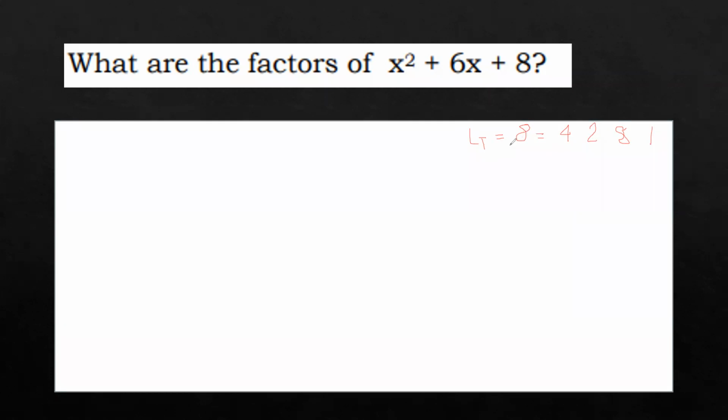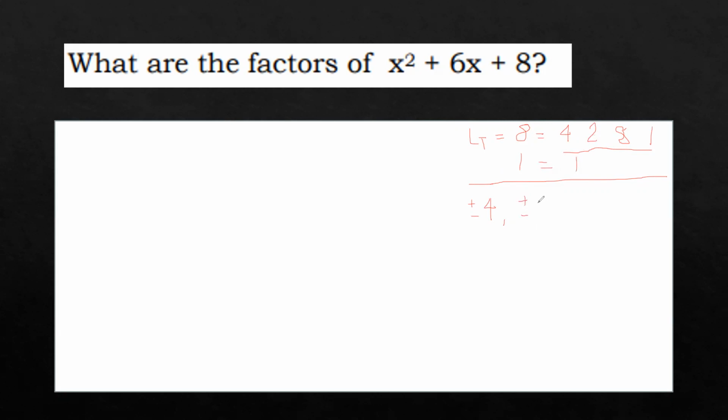For the factors of the first term, x squared, we just take the numerical coefficient, which is 1. The factor of 1 is just 1. Now we make our possible factors. How do we do that? It's a combination of the upper over the lower. So 4 divided by 1 is 4, but we can say positive and negative 4, since there are two. Then positive and negative 2 over 1.